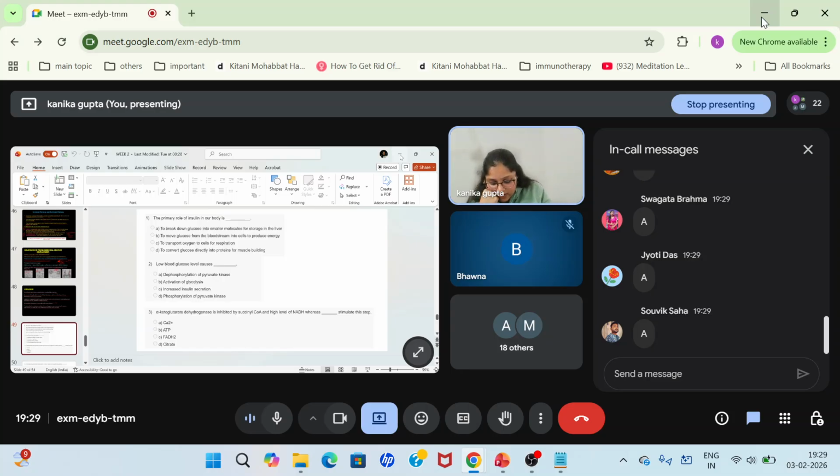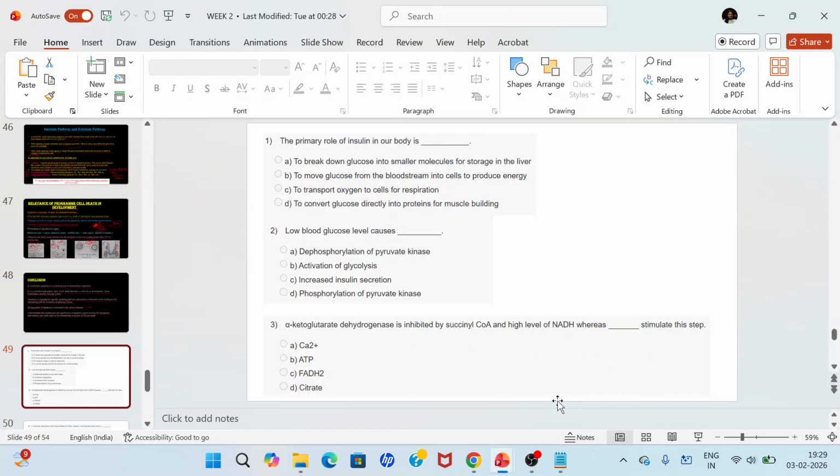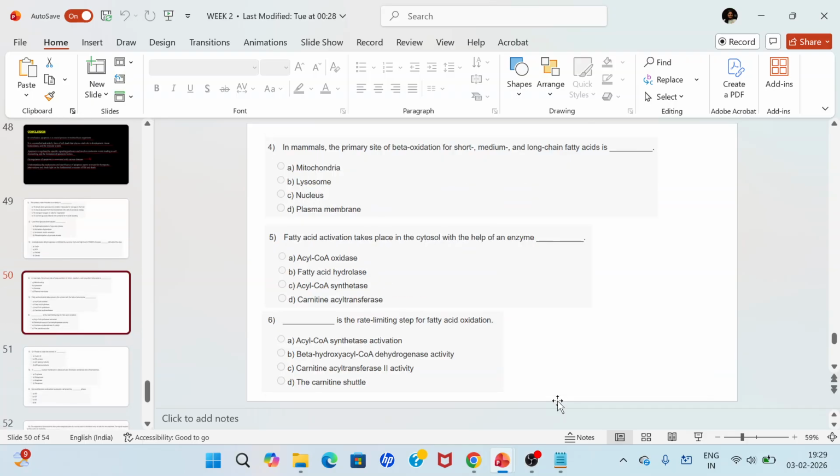We have discussed this also. So the answer to this question is calcium. Yes, calcium will help in stimulating this step. Okay, question number 4. In mammals, the primary site of beta oxidation for short, medium and long chain fatty acids is.